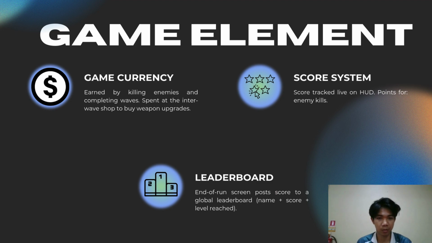First one is Essence Coins, which are earned by killing enemies and completing the wave. They are spent at the shop on weapon upgrades. The score system tracks points and life on the HUD. The leaderboard is powered by the Tenet platform. At the end of every run, the player's score is posted globally and displayed in-game as a campus notice board prompt in the main menu.